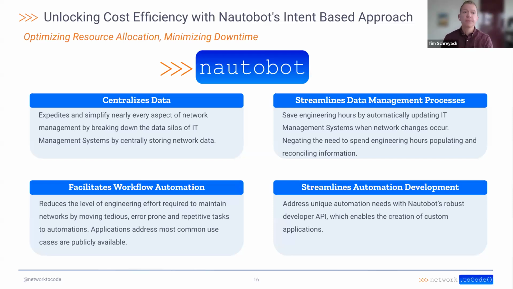This is where Nautobot comes in. Unlocking cost efficiency with Nautobot's intent-based approach. It allows you to optimize your resource allocation, minimizing downtime. We're going to centralize data. We're going to streamline the data management process. We facilitate workflow automation, and we streamline automation development. These are key elements of what Nautobot brings to the table and what it enables your teams to do.